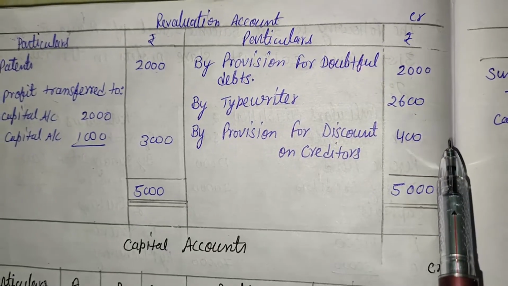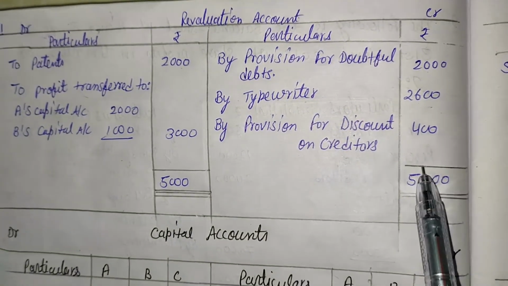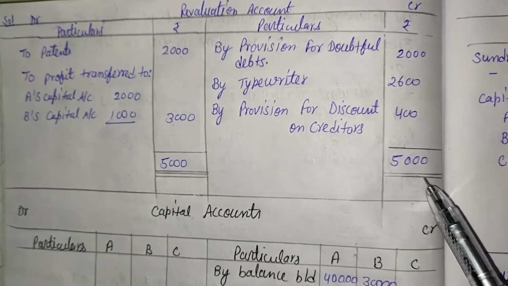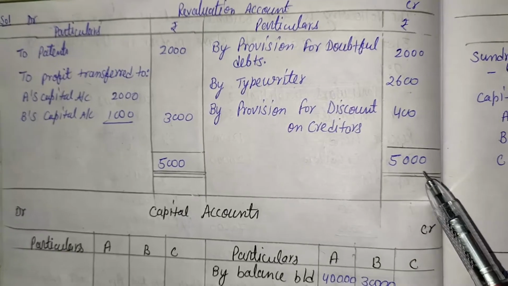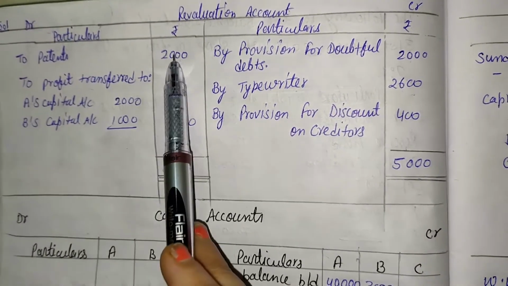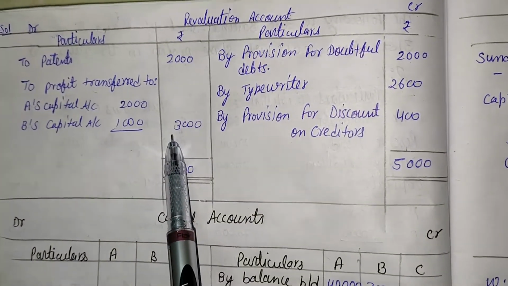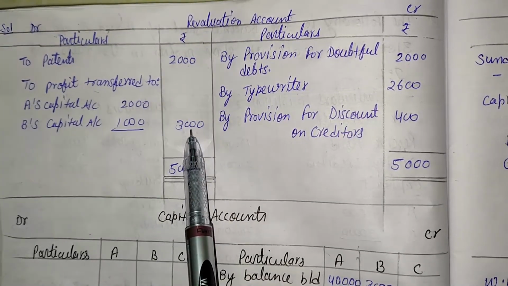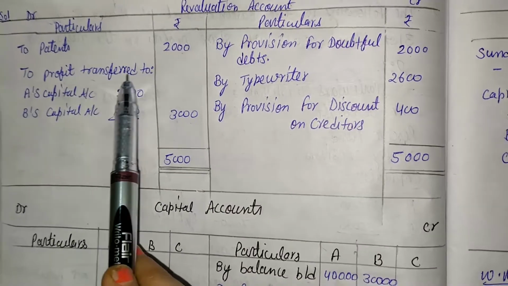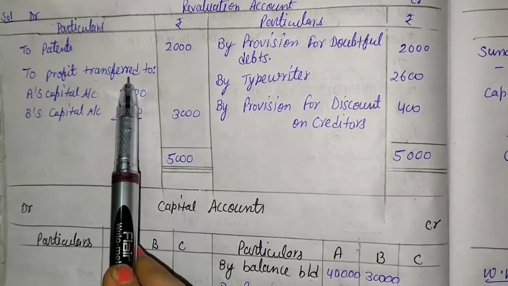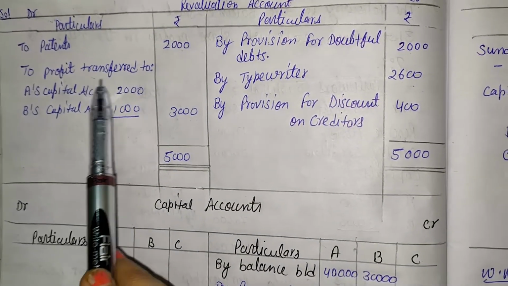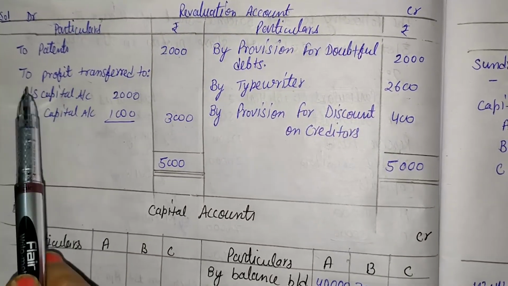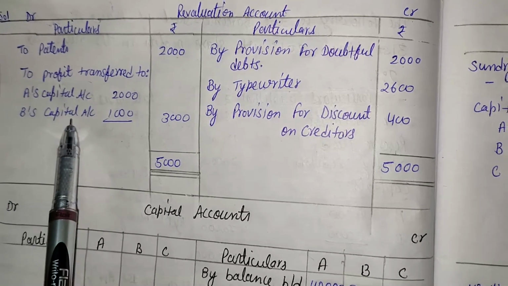After that, we will find out the total value. So 2000, 2600 and 400. The total of all the columns is 5000 rupees. Here only 2000 is on the debit side, so the balancing figure comes on the debit side by rupees 3000. That balancing figure is called profit transferred to, and that profit is distributed among old partners in their old ratio, and the old partners are A and B. So A's capital account and B's capital account.